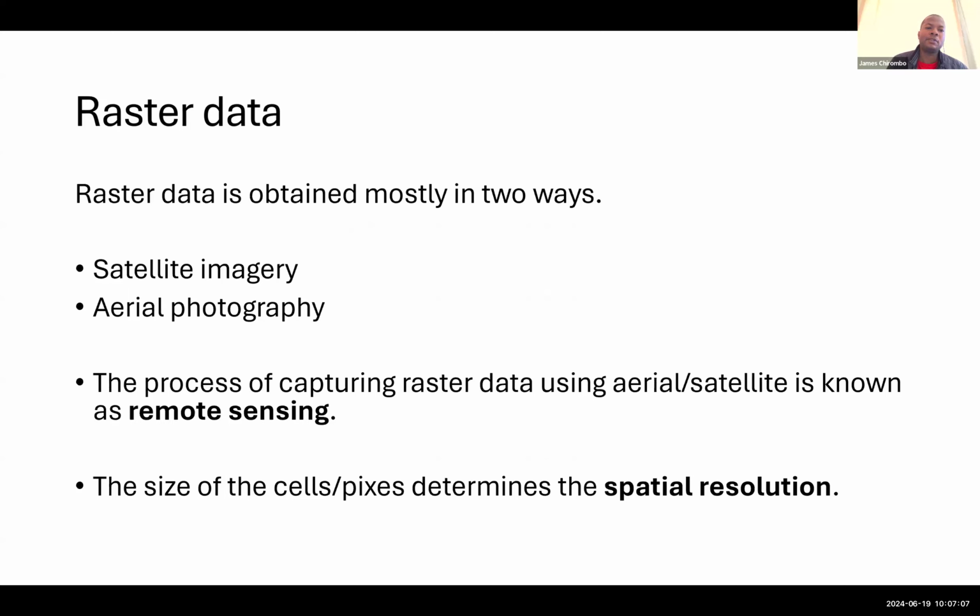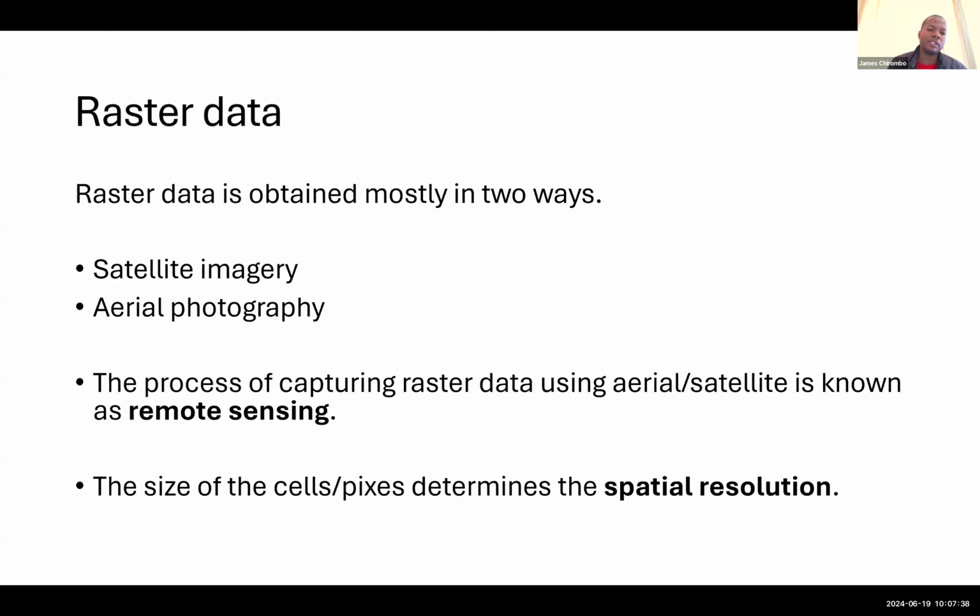And still on the raster data, to obtain it, you can use two ways. These are the primary ways of collecting or obtaining raster data. You can use satellite imagery or aerial photography. For satellite imagery, we have satellites orbiting the Earth at very high altitude, and as they are orbiting the Earth, they are taking pictures of the Earth's surface.